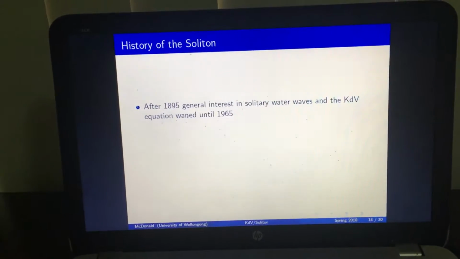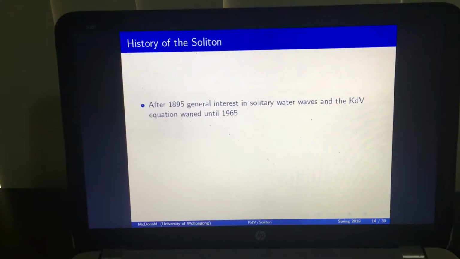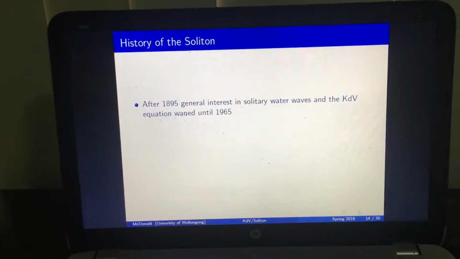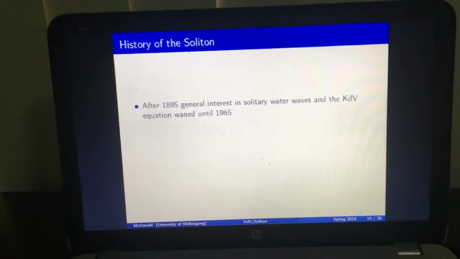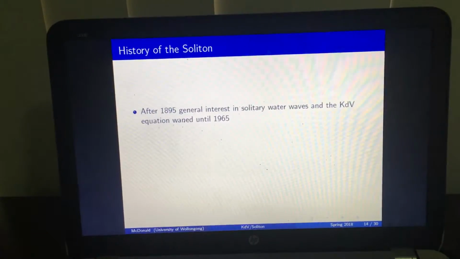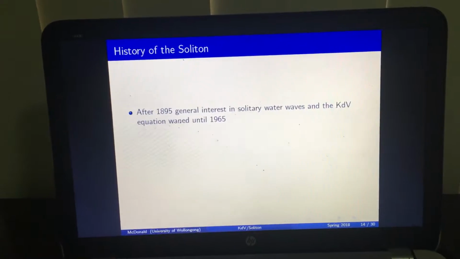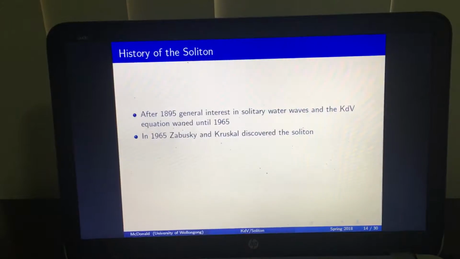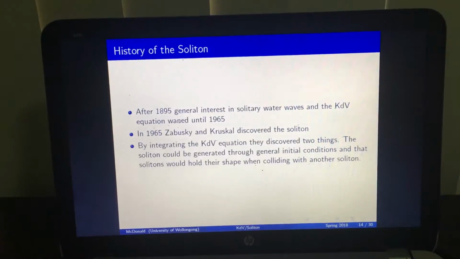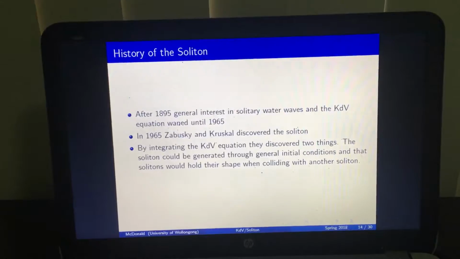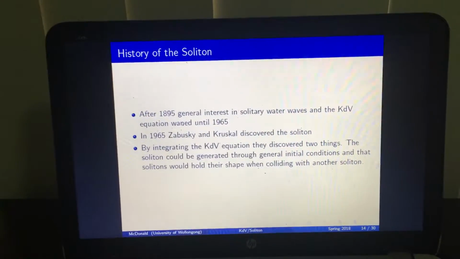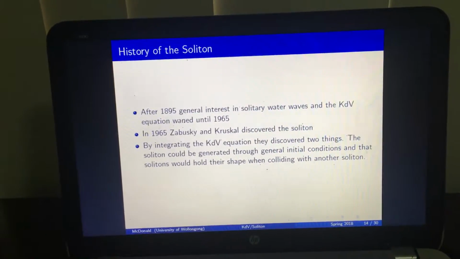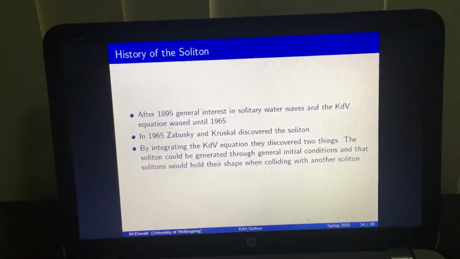After 1895, general interest sort of waned. It was quite significant at the time, but there wasn't much breakthrough in the field until 1965. And in 1965, Zabusky and Kruskal discovered the soliton. And what they actually discovered was two things: that it could be generated through quite general initial conditions, and also that solitons would hold their shape when colliding with another soliton.